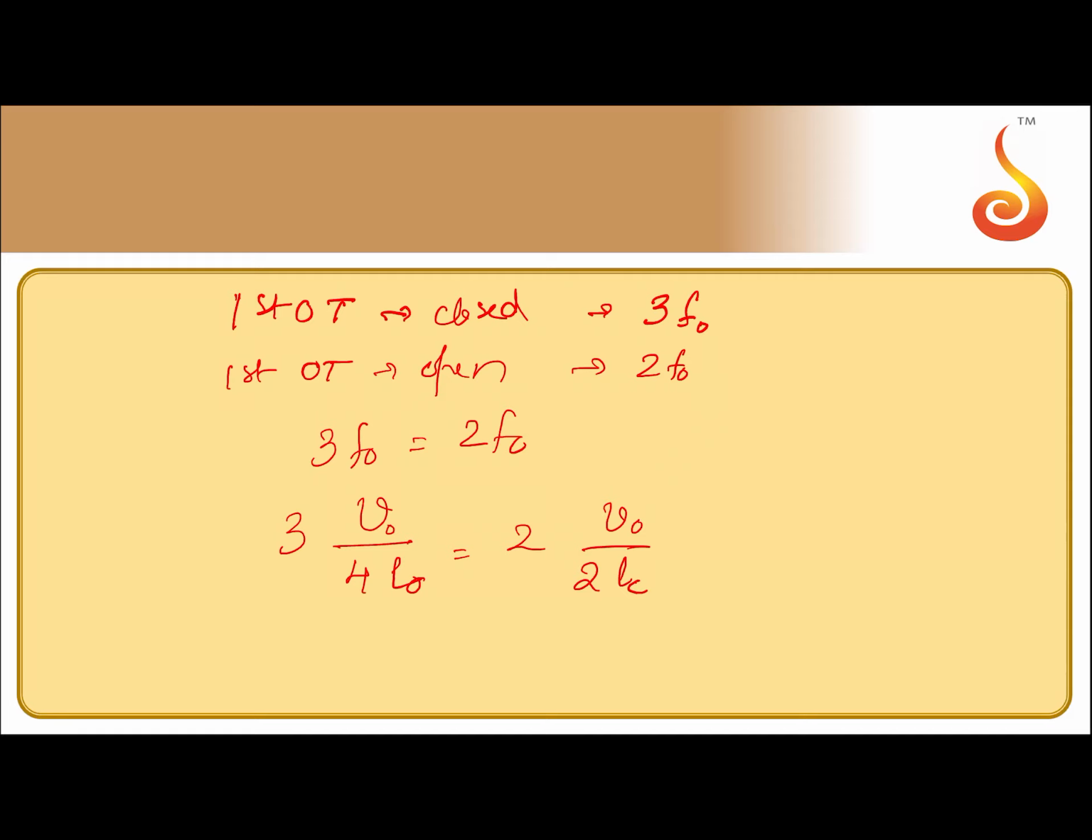This is V0, open pipe, and this is 3f0. This is the closed pipe, so I will write it as closed pipe and this is open pipe. So 3 times VC divided by 4LC is equal to 2 times VO divided by 2LO.